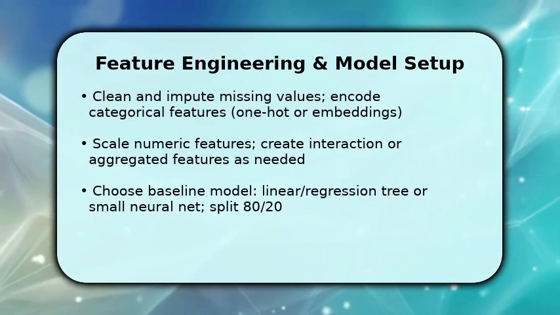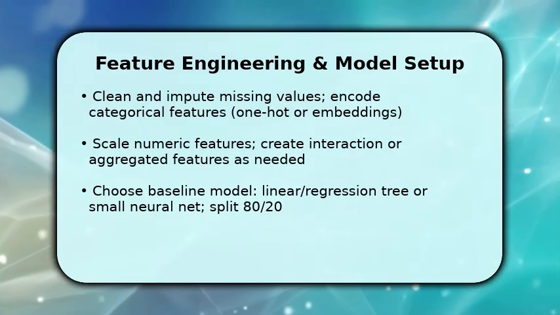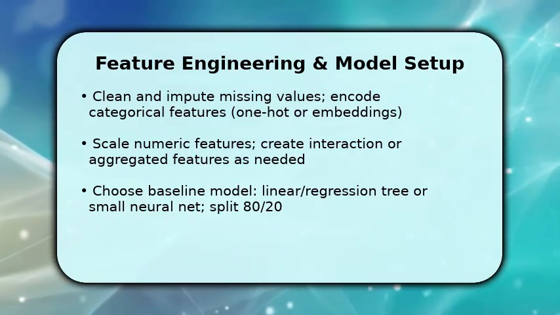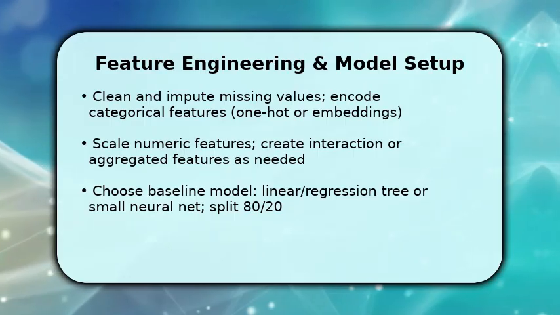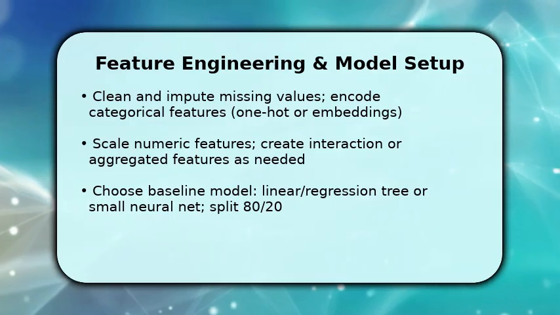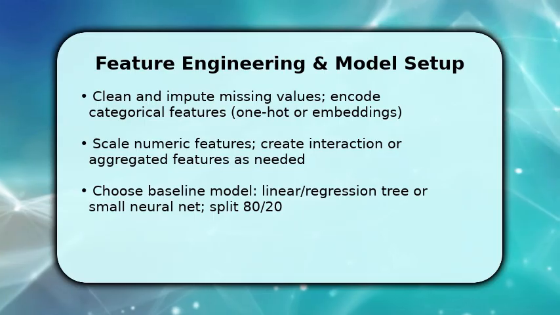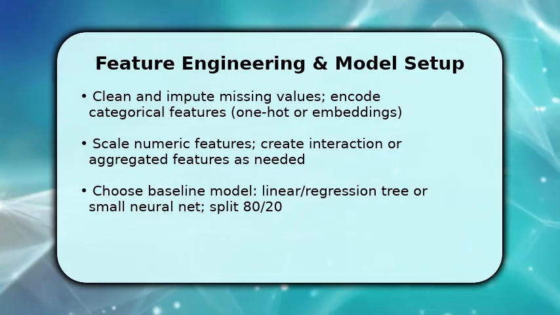Once done with data checks, you move into feature engineering and model setup. Clean and impute missing values and encode categoricals. Use one hot for low cardinality, embeddings for high cardinality, to preserve signal. Scale numeric features and create interaction or aggregated features if they improve expressiveness.